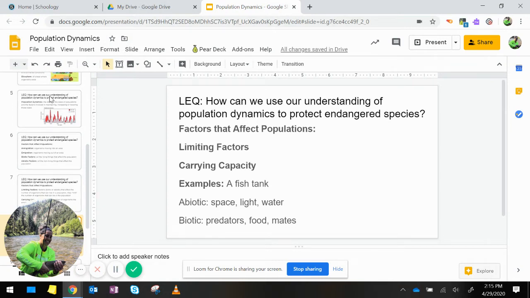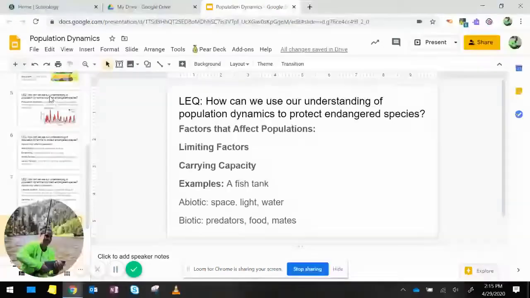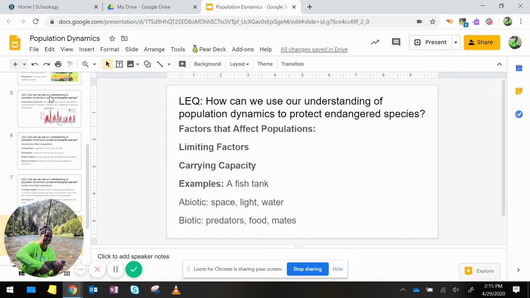If you have a little tiny fish tank, you can't have a lot of fish. The size of the fish tank is going to limit the number of fish that you can put in the fish tank. So maybe for a small fish tank, the carrying capacity is 10 fish. That's all that little fish tank can hold, where the carrying capacity of something like the ocean is huge, okay?